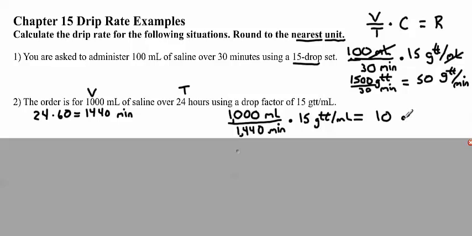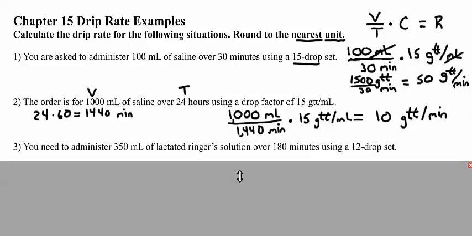So it'd be 10 drops per minute. That means like 1 drop every 6 seconds. Because in a whole minute you need 10 drops. So every 6 seconds we should have a drop coming into the drip chamber.